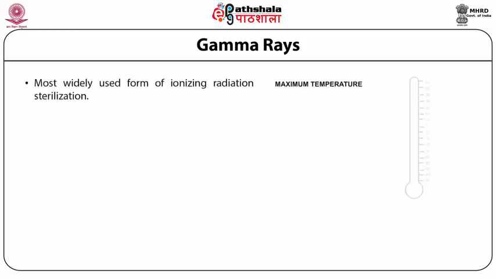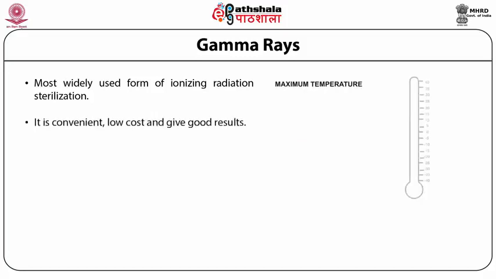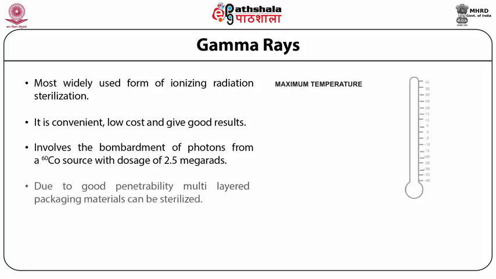Gamma radiation is the most widely used form of ionizing radiation sterilization, and in fact, gamma irradiation has become the industry standard for high-energy sterilization due to the convenience, low cost, and good sterilization results. Gamma irradiation involves the bombardment of photons from a Co-60 source. Because of the excellent penetrating ability of gamma rays, a wide range of packaging materials may be gamma sterilized, including those composed of multiple resins.